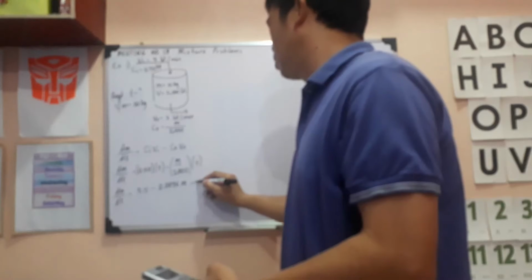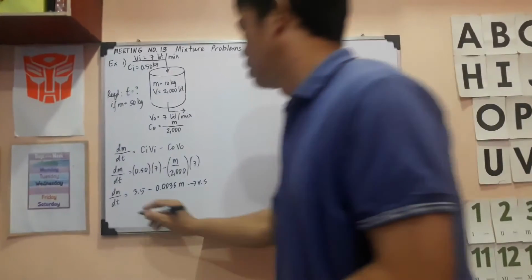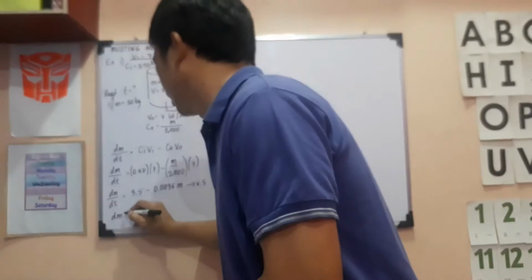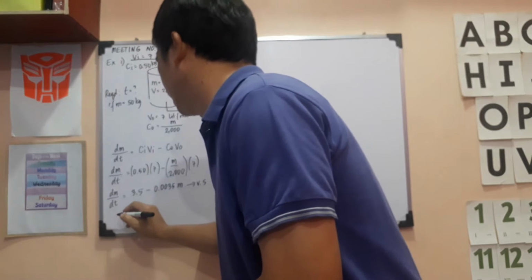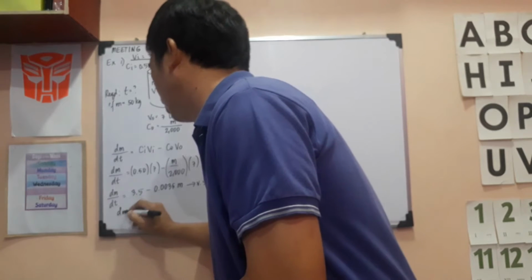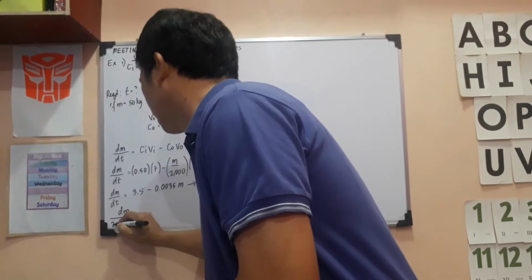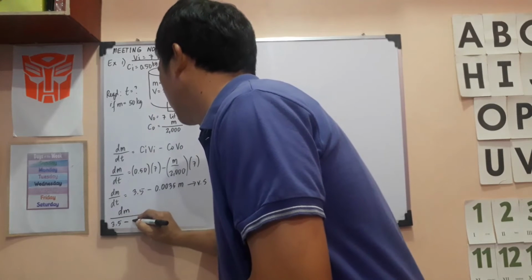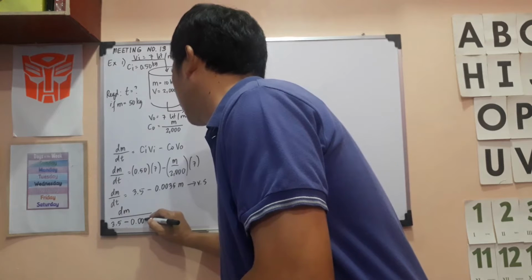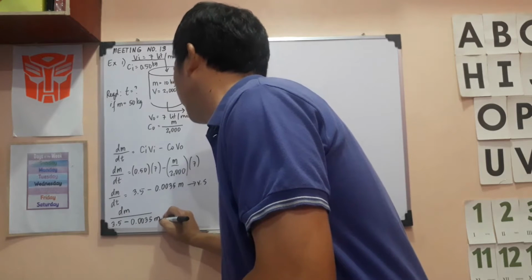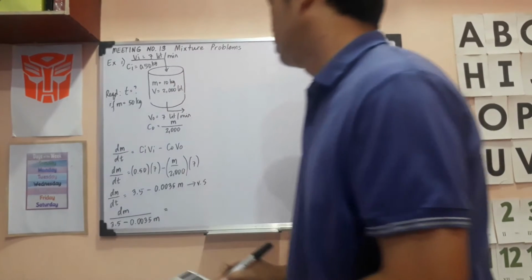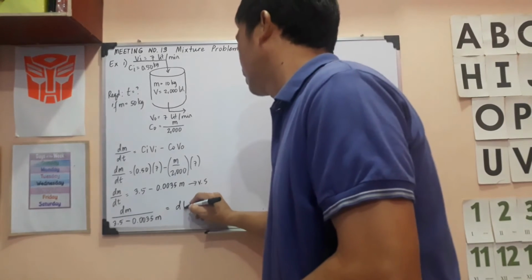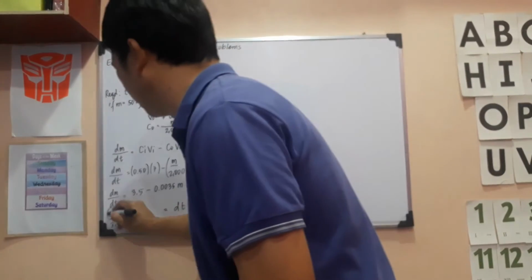So guys, this is now variable separable. So dM over 3.5 minus 0.0035 M is equal to dt. Right? And then I will now integrate.